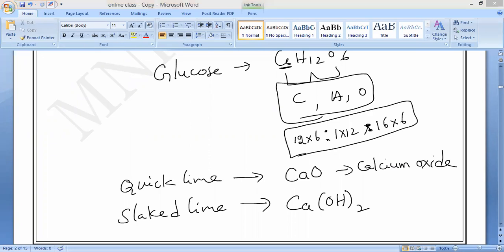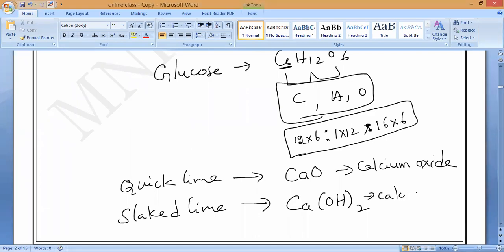Clear? Calcium oxide. Is it okay? All of you? Yes, sir. Calcium oxide, we used to call it quicklime. Slaked lime we used to call it as what? Calcium hydroxide. So now, if you go to your school, we are using chalk.